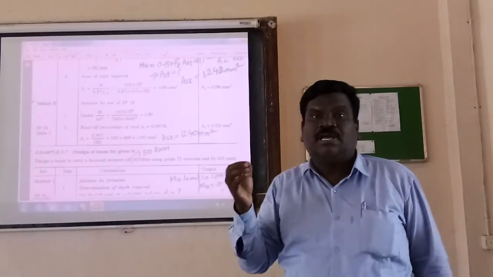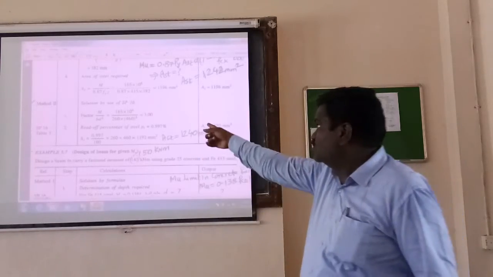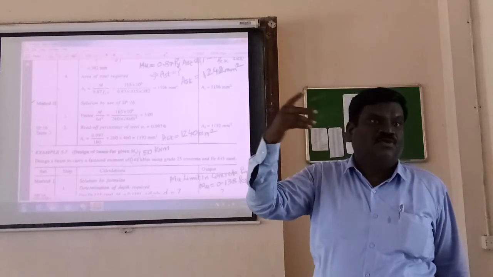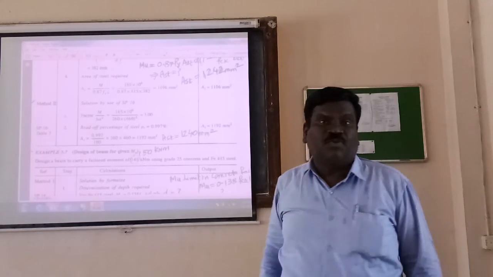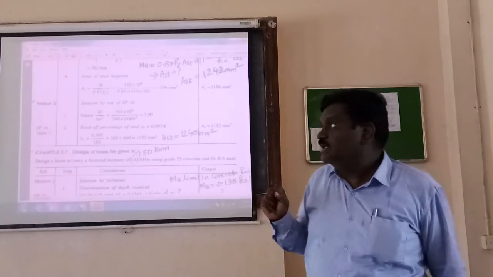For that you have to compute a parameter called Mu by bd square. Mu is known to you. It is given as 175 kN-m, that is 175 into 10 to the power 6 N-mm, divided by bd square. b is known, d is known. Substitute and calculate what parameter you are getting.